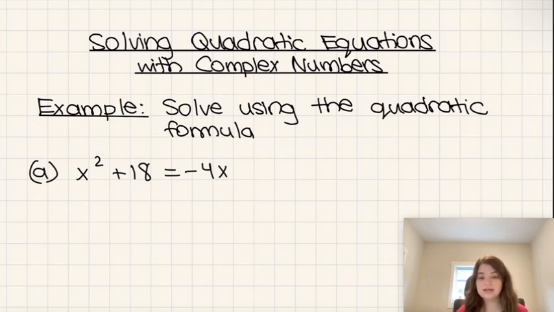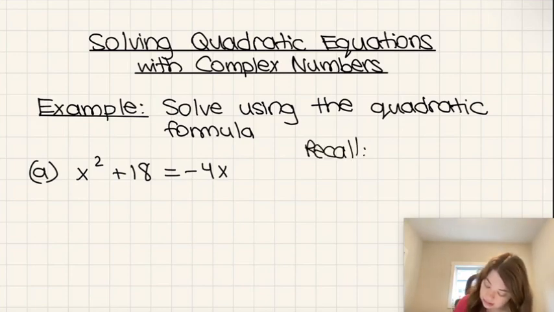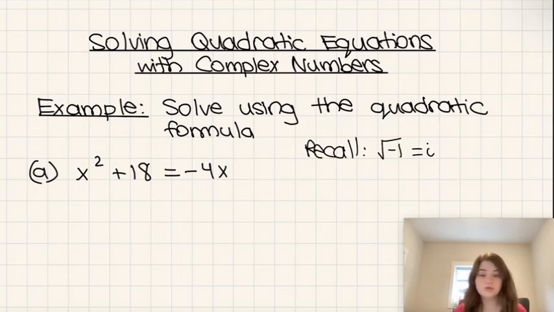However, in these examples, I'm going to go further and actually go into what those complex solutions are and what they look like. So the main thing to recall here for stuff like this is that the square root of -1 is equal to i. And so anytime we have a negative in our square root, we will have an i, the imaginary part, in some part of the solution.